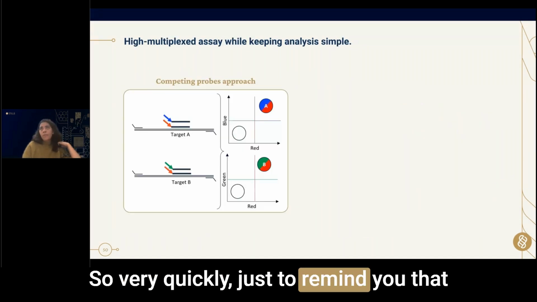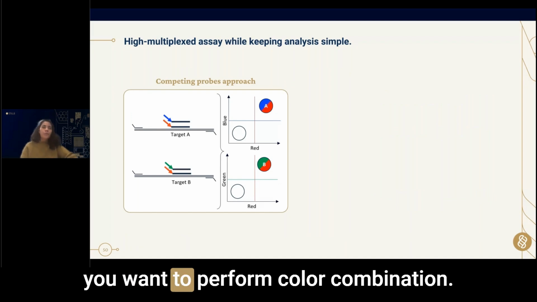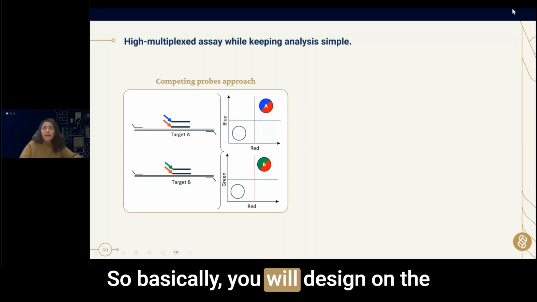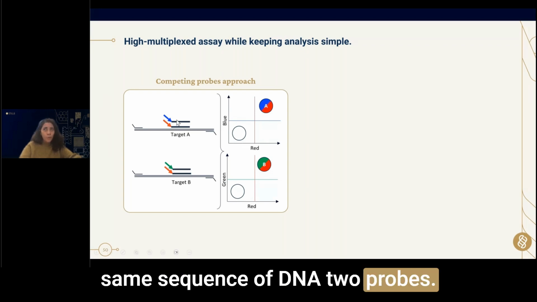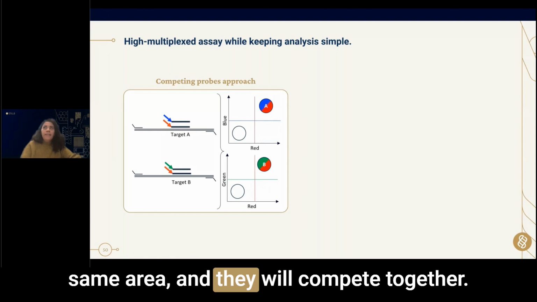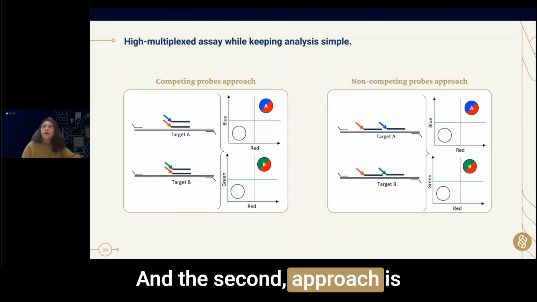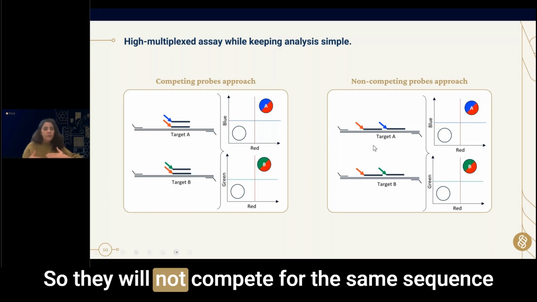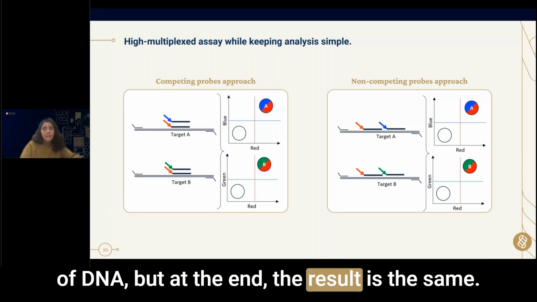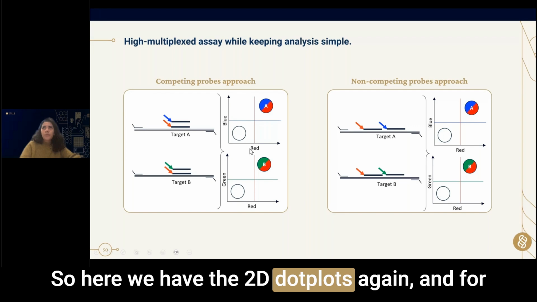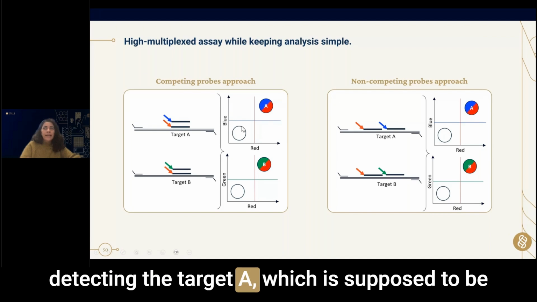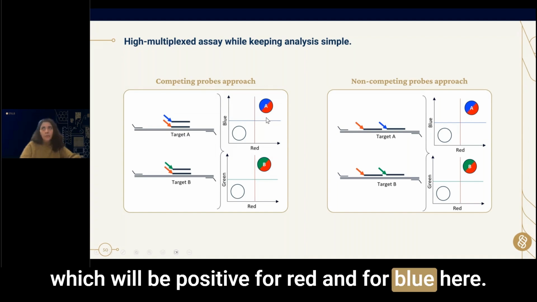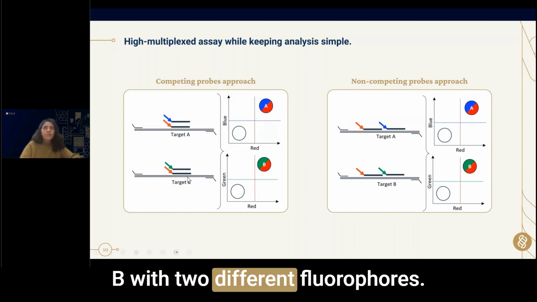So very quickly, just to remind you that there are two different approaches whenever you want to perform color combination. The first one is competing probes. So basically, you will design two probes on the same sequence of DNA. They will hybridize on the same area and they will compete together. And the second approach is to use non-competing probes. So here, the probes will be designed next to each other, so they will not compete for the same sequence of DNA. But at the end, the result is the same. So here we have the 2D dot plot again. And for detecting the target A, which is supposed to be red and blue, you will have a double population, which will be positive for red and for blue here. And this is the same for the target B with two different fluorophores.